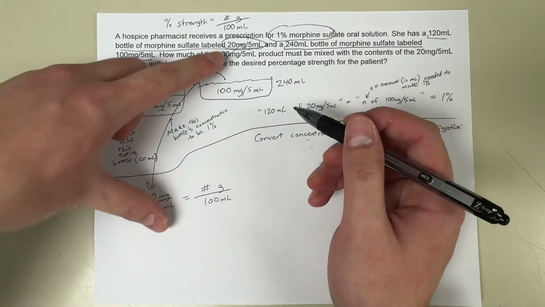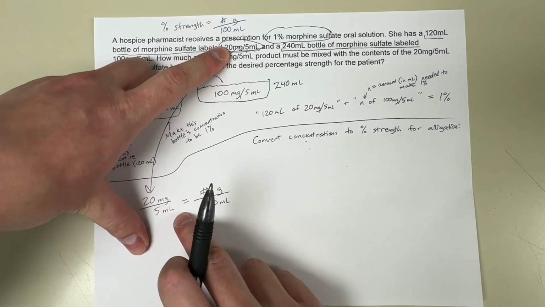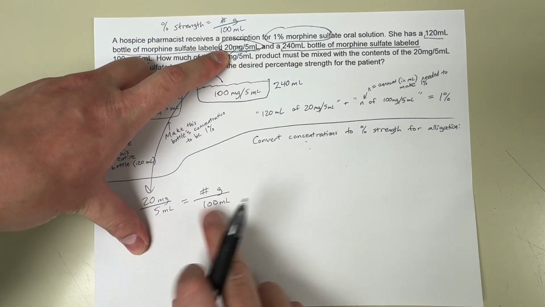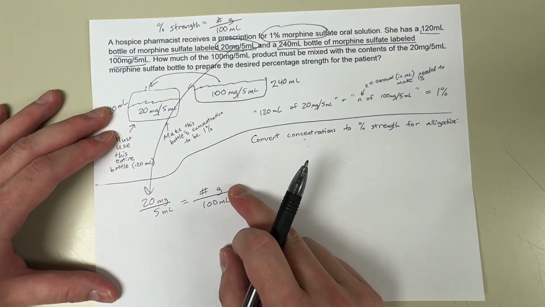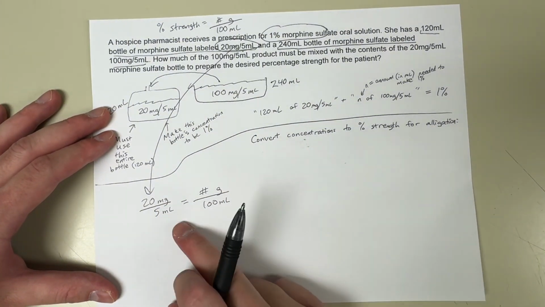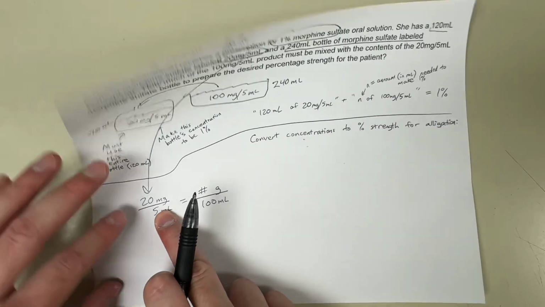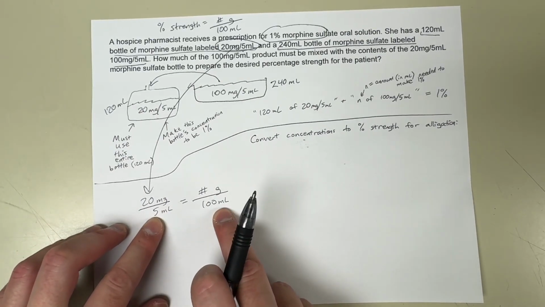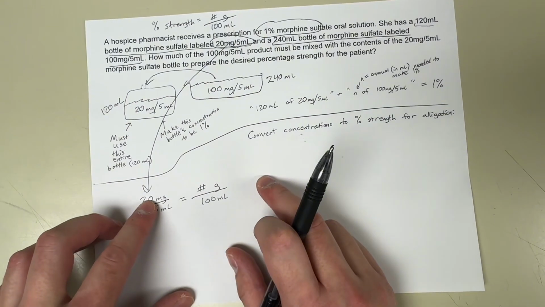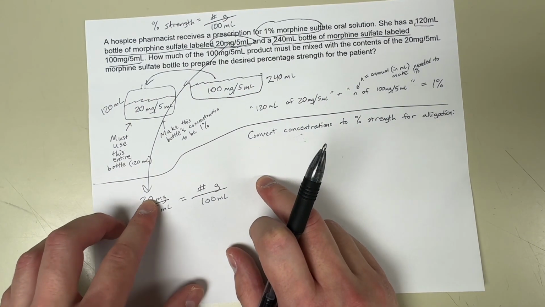So that's why I'm trying to convert this concentration, which is over 5 milliliters right now. I'm trying to force it to 100 milliliters. You can either cross multiply, or you could do another method, which I like to do. I see 5 milliliters on the denominator. If I multiply this by 20, I'm going to get 100 milliliters. So on the numerator, I'm going to do the same thing and multiply it by 20.